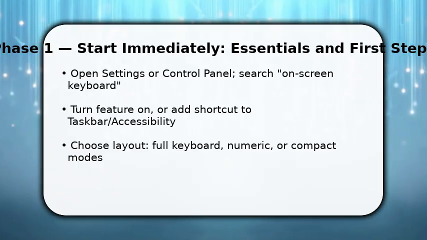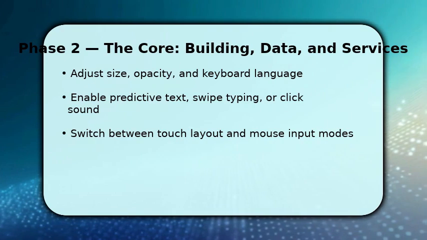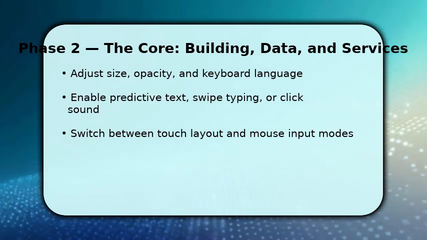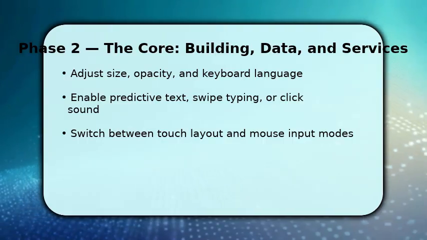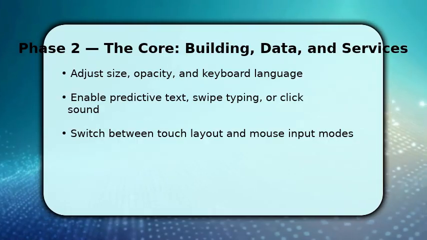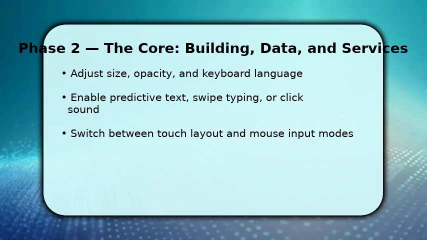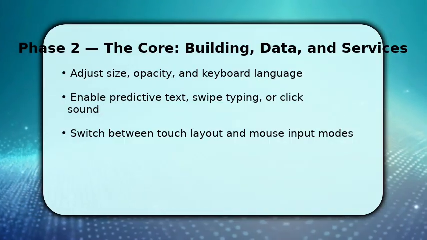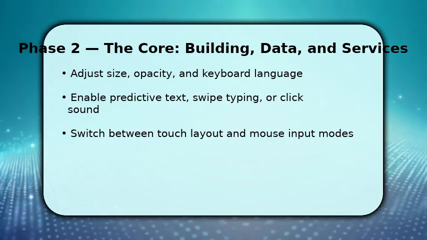Now you customize controls so typing is efficient. You can resize the keyboard, change opacity, and add languages. This helps when switching between tasks or apps. Enable predictive text and swipe typing to speed up input, or turn on click sounds for feedback. If you use a mouse, switch to the mouse input mode so each key click registers reliably. Once configured, practice short phrases to confirm layout, then move on to shortcuts and special keys.